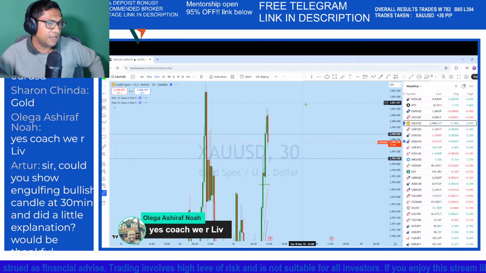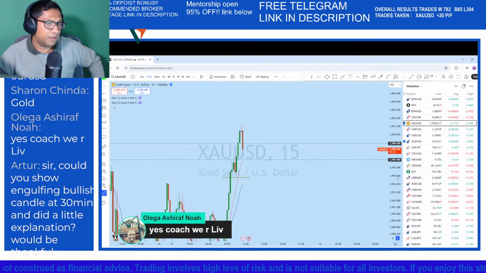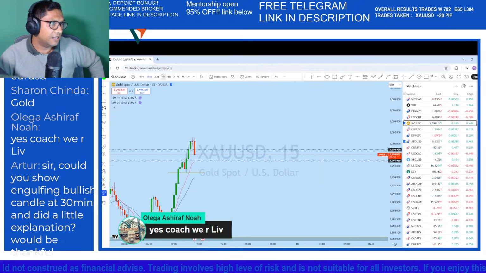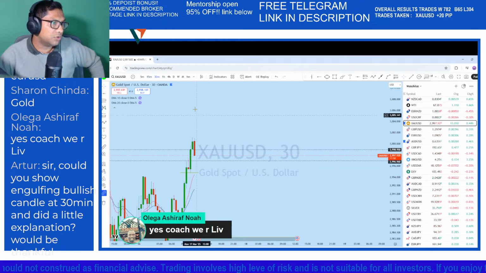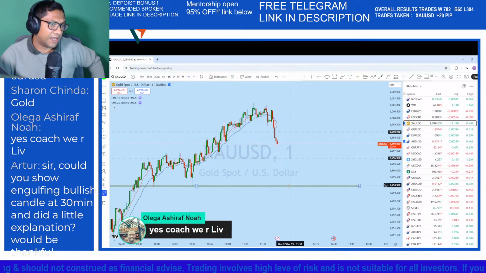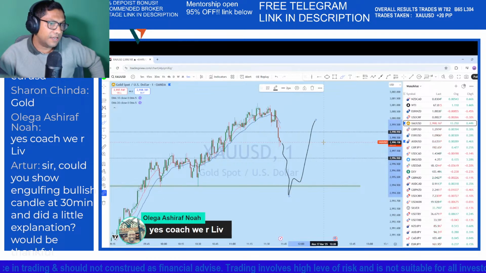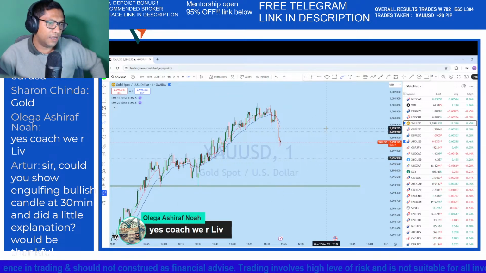So you'll see that here on the lower time frame, if you look at the 15 minutes and the 30 minutes, we would like to see that it has broken any significant level here. Okay, so it has managed to break below the significant level, and then we will be looking to enter into the trade.